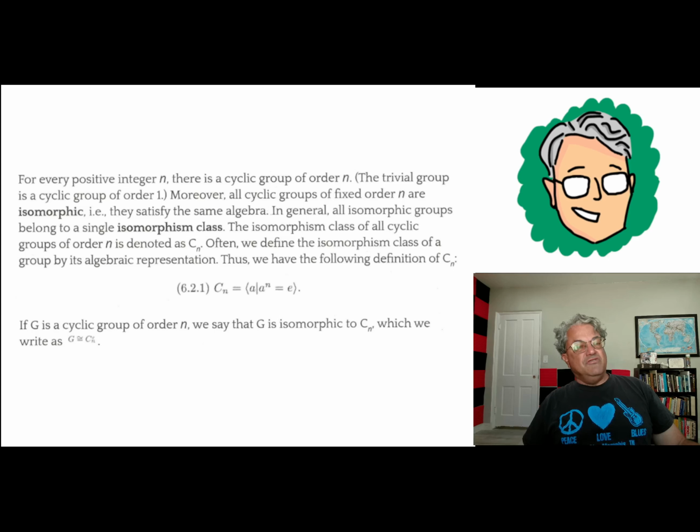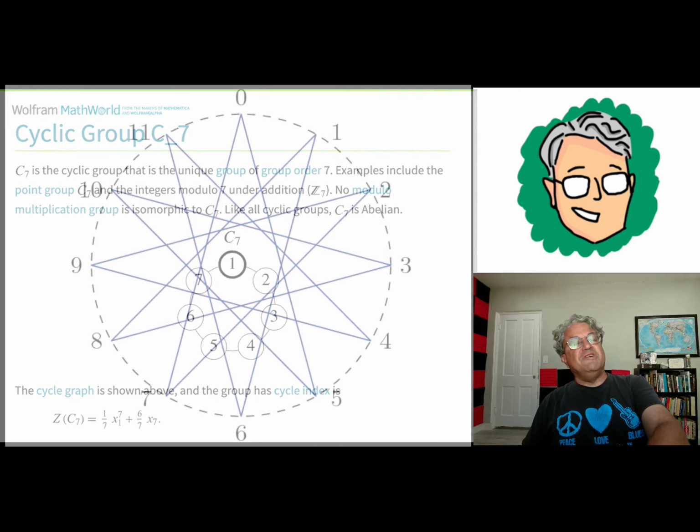So up to isomorphism, there's a unique cyclic group of order n for every positive integer n. And you can even think of the trivial group as a cyclic group of order 1. But usually people don't think of it that way. Usually when you talk about cyclic groups, you're talking about groups whose order is bigger than 1. Anyway, so that's what cyclic groups are.